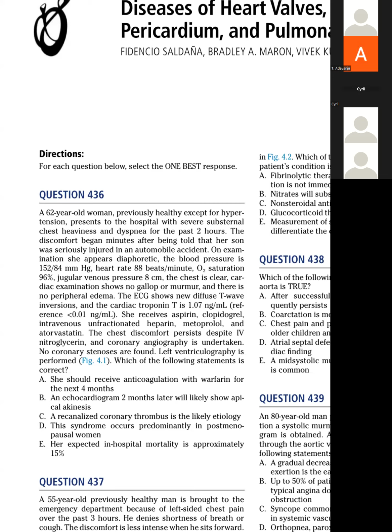Of course, it's a very close differential for ACS. Here they mention T-wave inversions, but typically it even presents with ST segment elevation. But it also has stages, so the ECG is dynamic, and at some point there could be T-wave inversions.